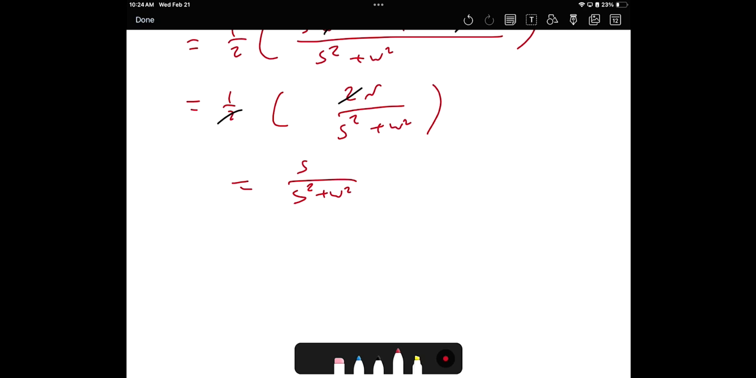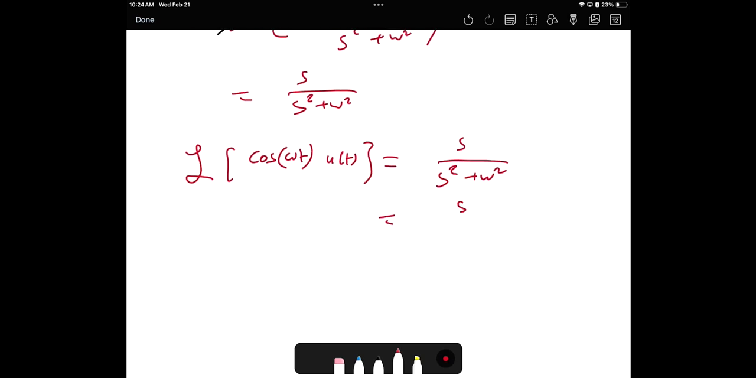As a result, it's already been written in the table, but we can also say that the Laplace transformation of cosine omega t times u of t equals s over s squared plus omega squared. Now, if you need to find the poles and zeros, it can be written as s over the product of s minus j omega and s plus j omega. Therefore, we say that the zero is at s equals 0, and the poles are at the roots of the denominator, which are j omega and negative j omega.